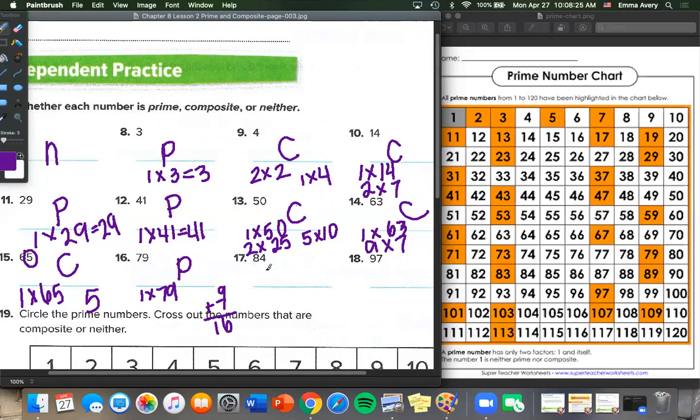Let's look over here, 84. Well, we can do 1 times 84. We can also do 2 times 42, and we could even keep going with that one, but we know there are at least 2 factors, so it must be a composite number. Let's check. Yep, 84. All right, and 97. Well, we can do 1 times 97. I can't think of anything else. We already know 9 plus 7 is 16, and that's not divisible by 3. So I'm going to say this is probably prime. Let's check. Yep, it's highlighted, so it is prime.